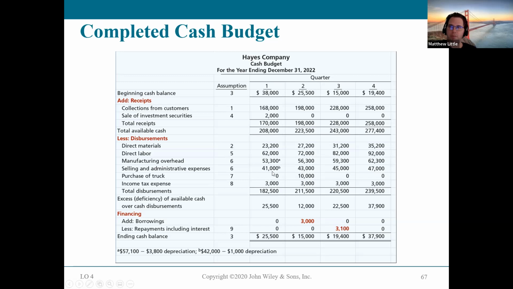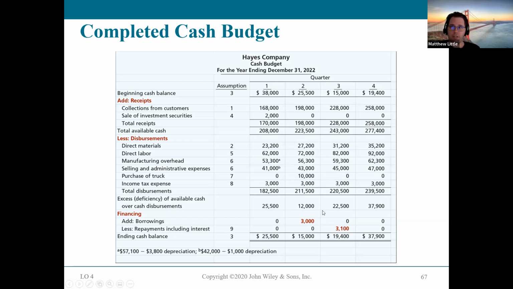And we had to remember in the selling admin to remove depreciation, which actually there's also a part in manufacturing overhead. If you remember those slides earlier today, the selling and overhead had a depreciation component. You want to back that out for cash budgets. Income tax, 12,000 over the year, 3,000 a quarter. And therefore that'll determine what our cash balance is.